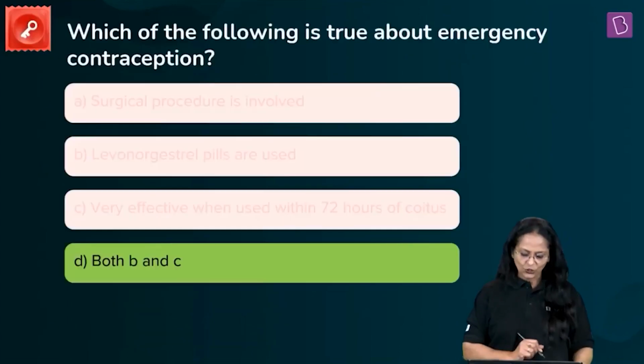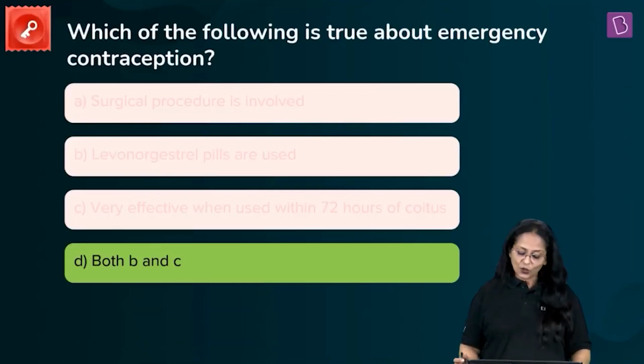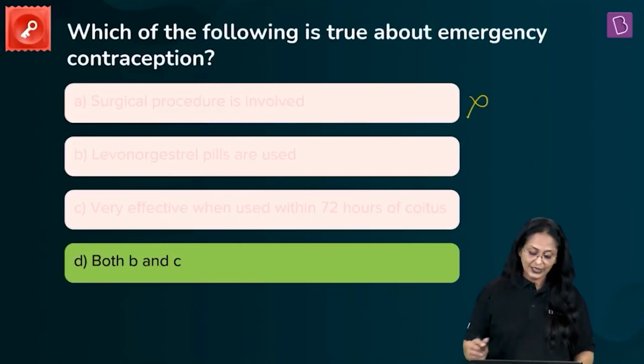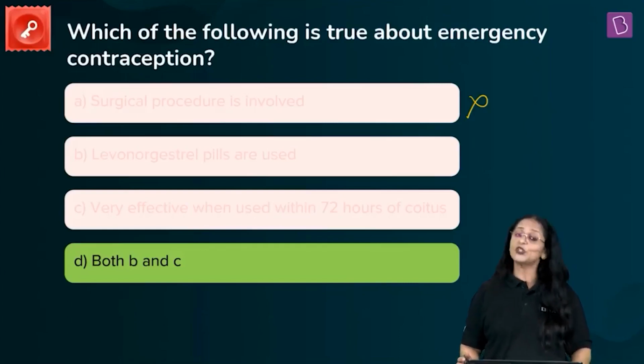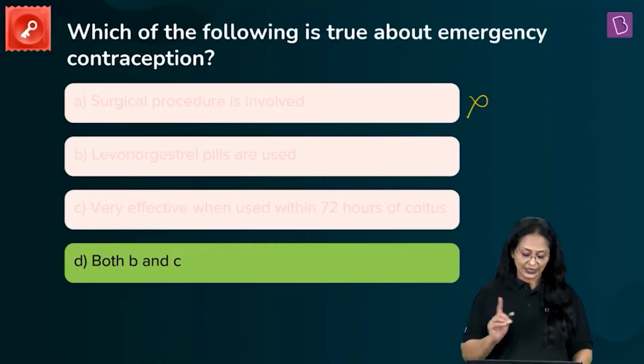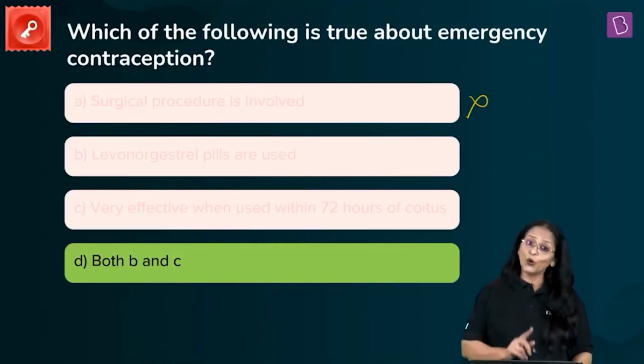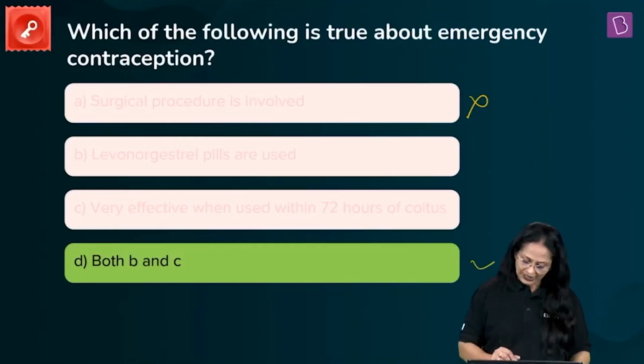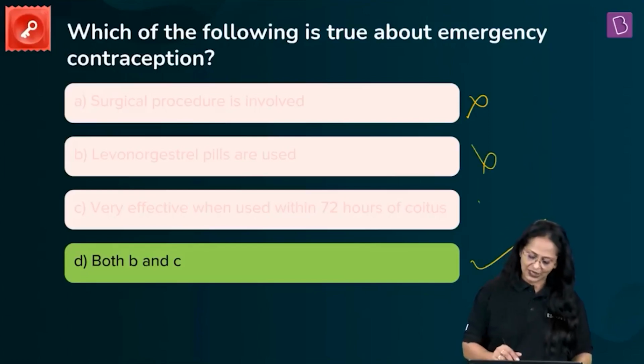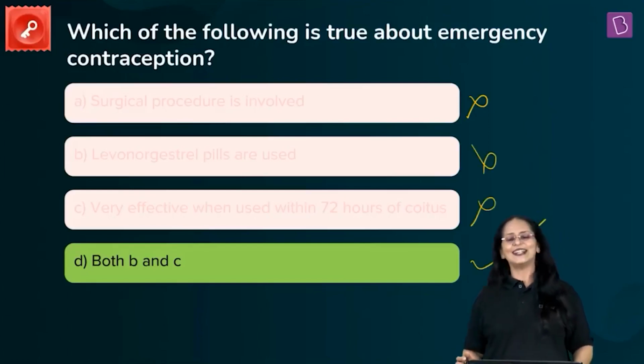Okay. So now when you look at the question, which of the following is true about emergency contraception? Is it A? No, we eliminate A. Is it B? Yes, B is correct. Levonorgestrel pills are used. This is correct. Very effective when used within 72 hours of coitus. Yes, that is also correct. So we have option D, which says both B and C. So D becomes the right answer. We eliminate B and C as well. D is the right answer.